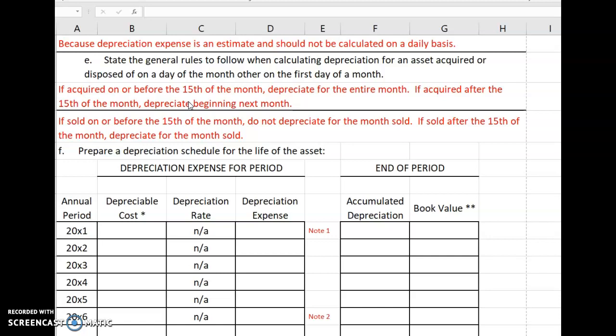If an asset is sold on or before the 15th day of a month, do not depreciate for the month sold. If it's sold after the 15th day of the month, then depreciate for the entire month sold. So the next thing we're going to do is prepare a depreciation schedule for the life of this asset. We'll do the first couple of lines together, and then I'll let you finish this schedule.